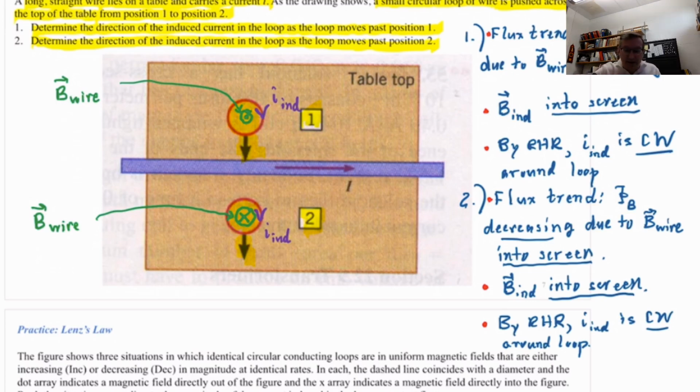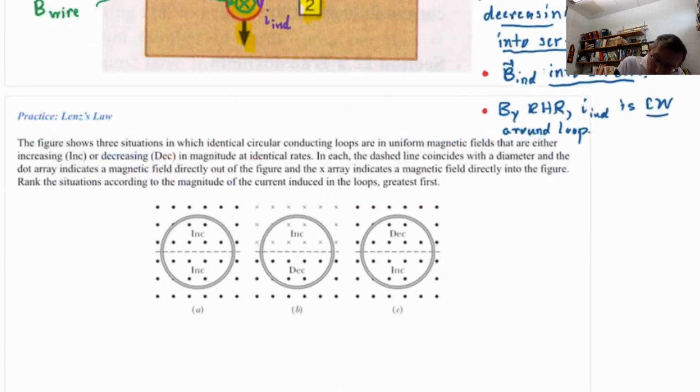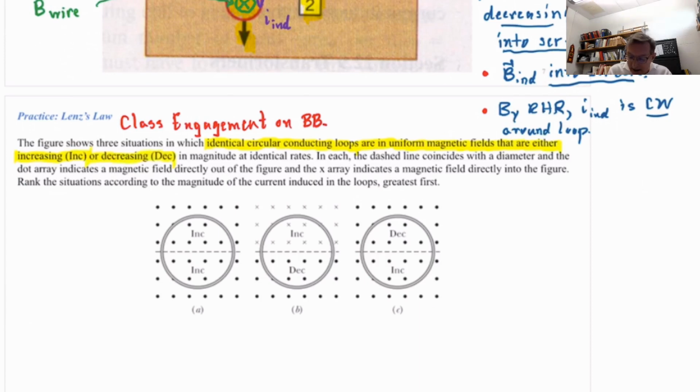All right, here's some practice for class engagement on Blackboard. Don't rush these practice problems, okay? It goes like this. This figure shows three situations in which we have identical circular conducting loops. You can see them. And they're in uniform magnetic fields. And those magnetic fields are either increasing, labeled INC, or decreasing, DEC, in magnitude at identical rates. So they're growing or decreasing at the same rate.